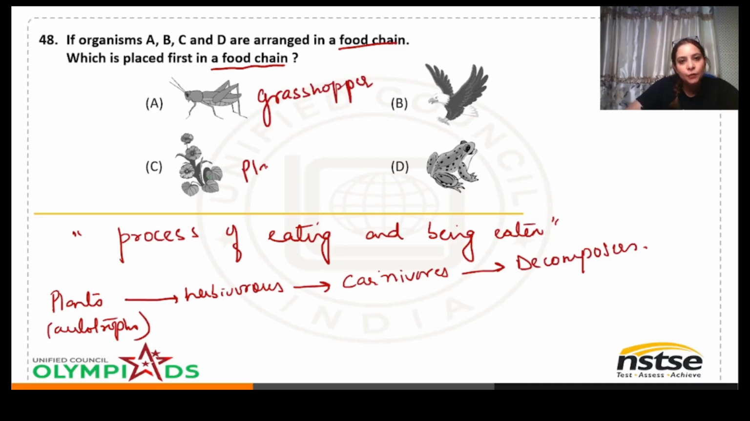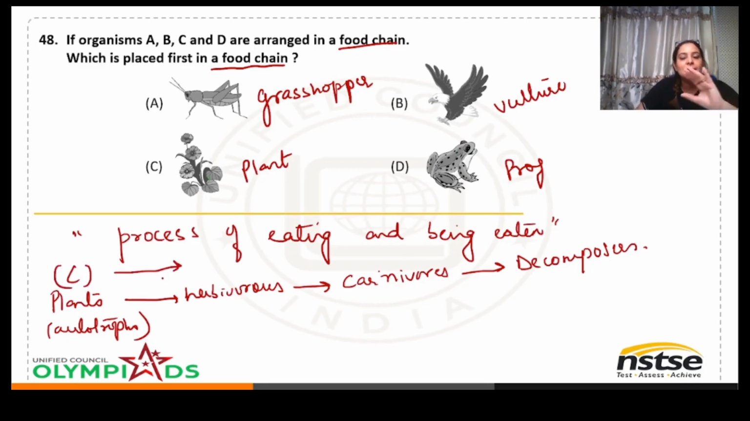We have C option as plant, D as frog, and this one is, let's say, vulture. Now out of this, they will be arranged in a food chain. Like plant, option C would be the first level. Herbivore, grasshopper is a herbivore, comes A. Then carnivore, this is herbivores, this is autotroph, and then carnivore would be frog, because frog eats smaller insects.